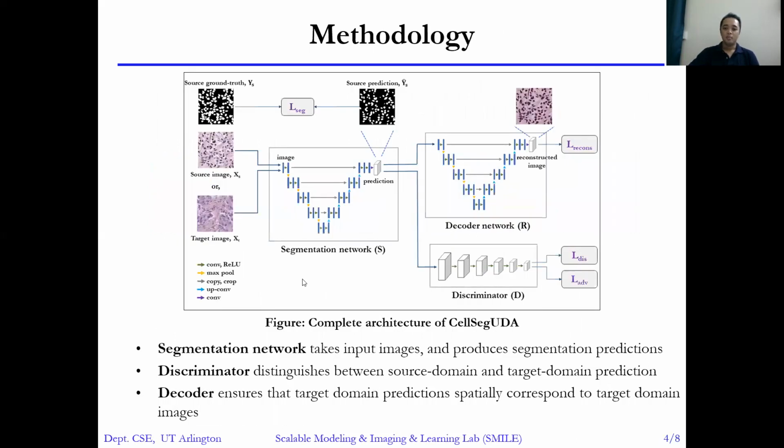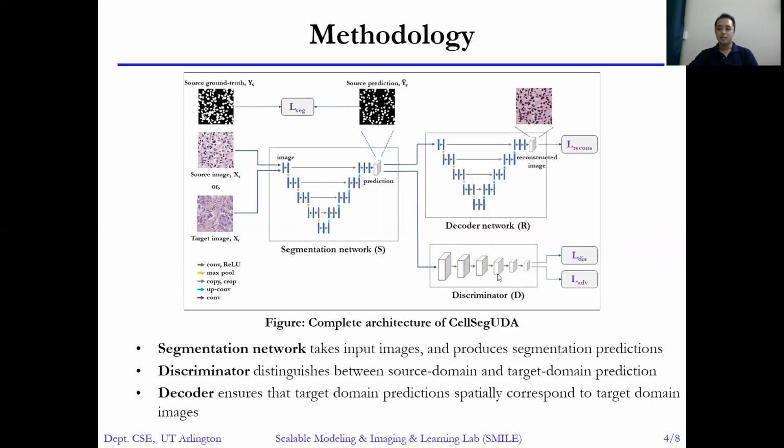Here is the complete architecture of our unsupervised domain adaptation network. And there are three modules here. The first one is the segmentation network. The segmentation network takes input images and produces segmentation predictions. In the segmentation network, while training, we use segmentation loss, adversarial loss, and reconstruction loss.